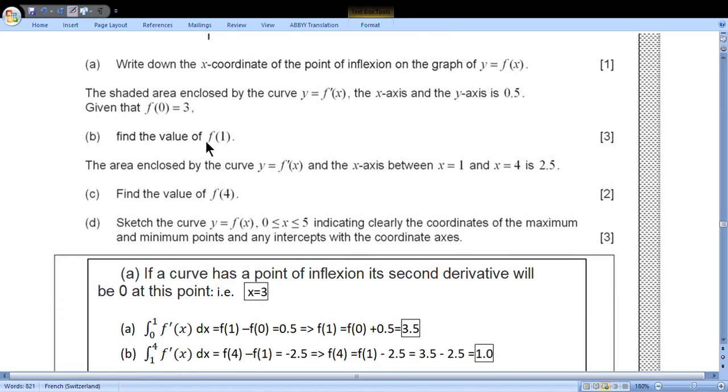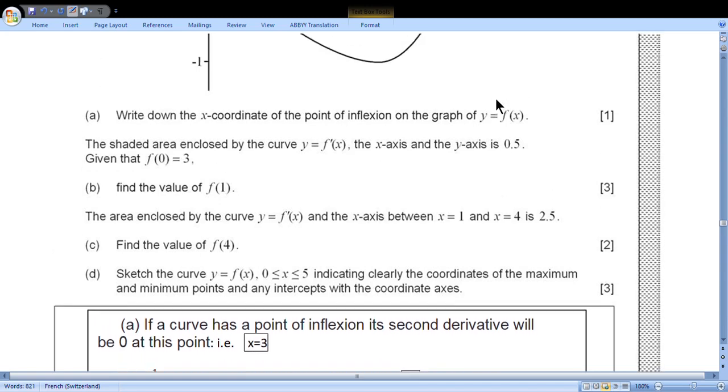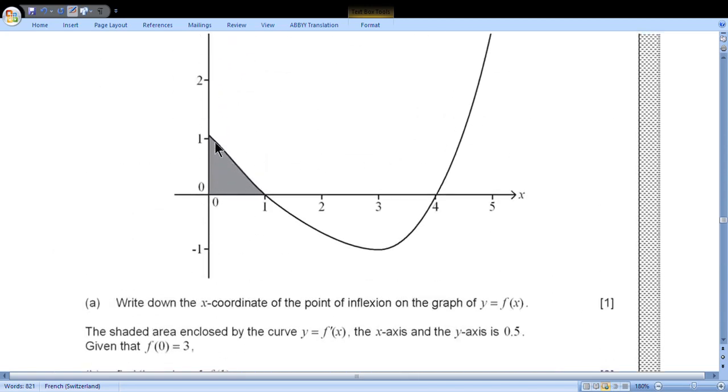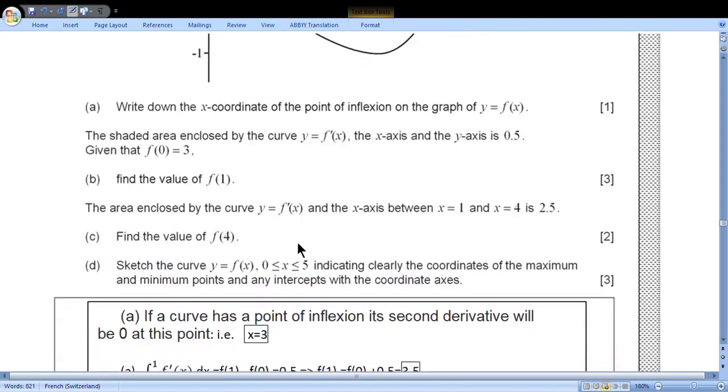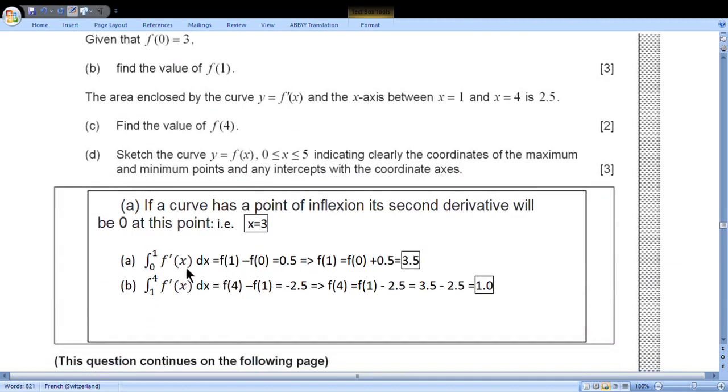B. Find the value of f(1) given that f(0) equals 3 and the shaded area equals 0.5. So for the shaded area, we should find the integral of this function from 0 to 1. And the integral of f prime is f. So f(1) minus f(0) equals 0.5. We know f(0) is 3, so we get 3.5.